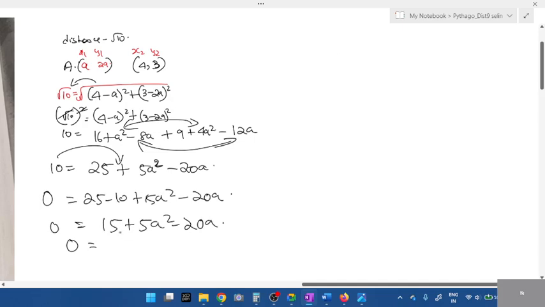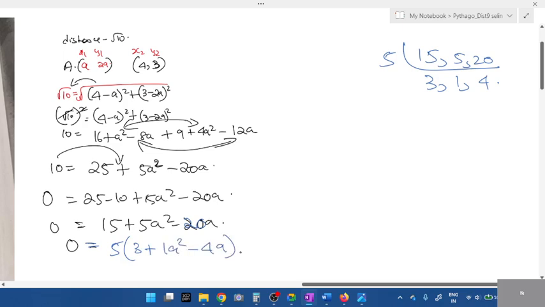What is factorization? Let me take this before solving. Is anything common to all these three? Take 15, take 5 and take 20. What is common to them? 5 threes are 15, 5 ones are 5. Take 5 outside, what do you get when you divide it? You get 3 plus 1a square minus 4a. Then this 5 will get divided by 0. 0 by anything is 0. So our value is only this 3 plus a square minus 4a.